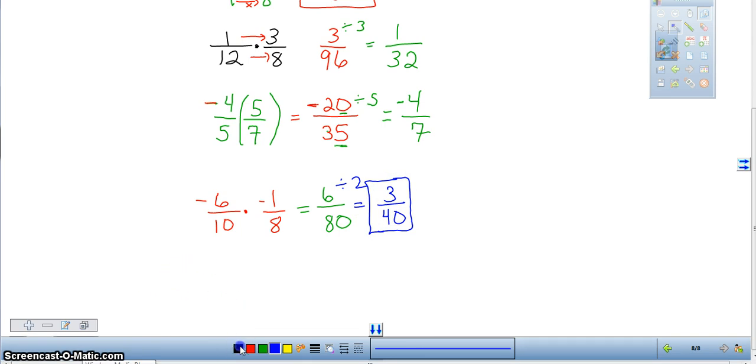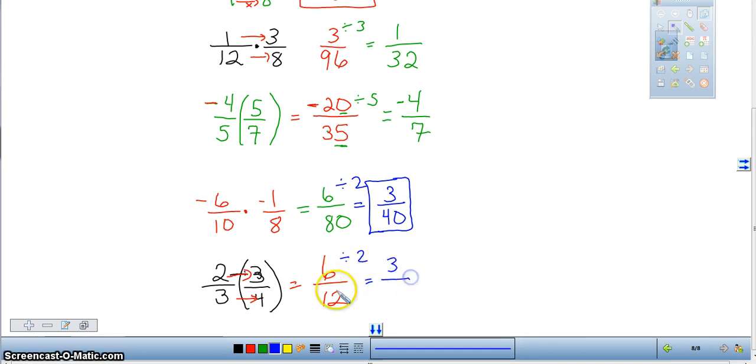All right, let's try one more, just to make sure we got this. 2/3 times 3/4. They're both positive, so it should be pretty easy. We're going to take 2 times 3, 6, and 3 times 4, 12. Can I reduce? Yes. If I divide by 2, 6 divided by 2 is 3, and 12 divided by 2 is 6.